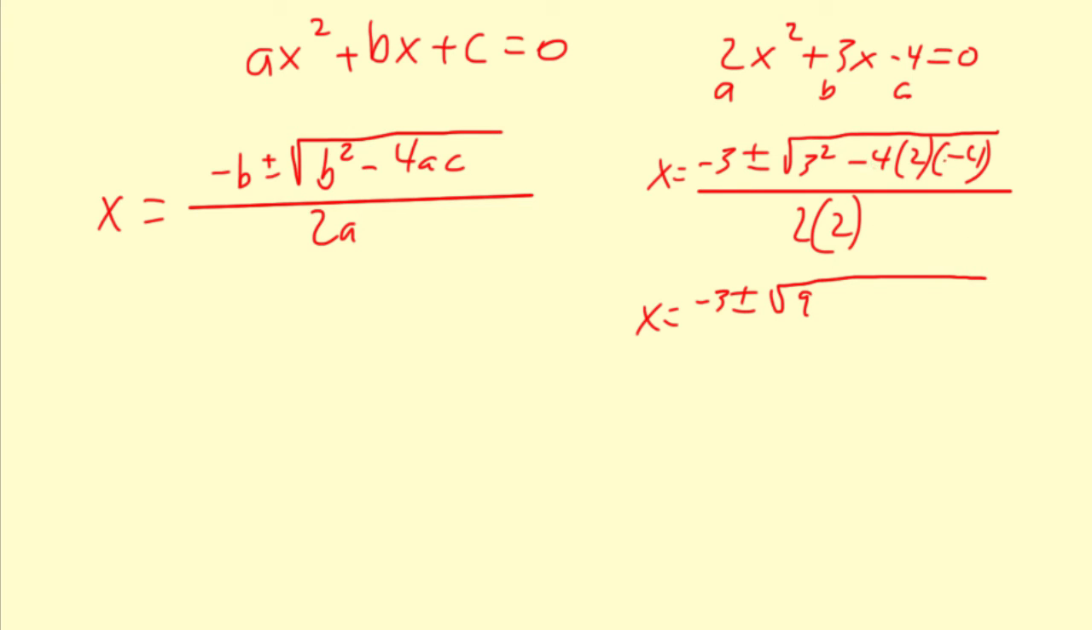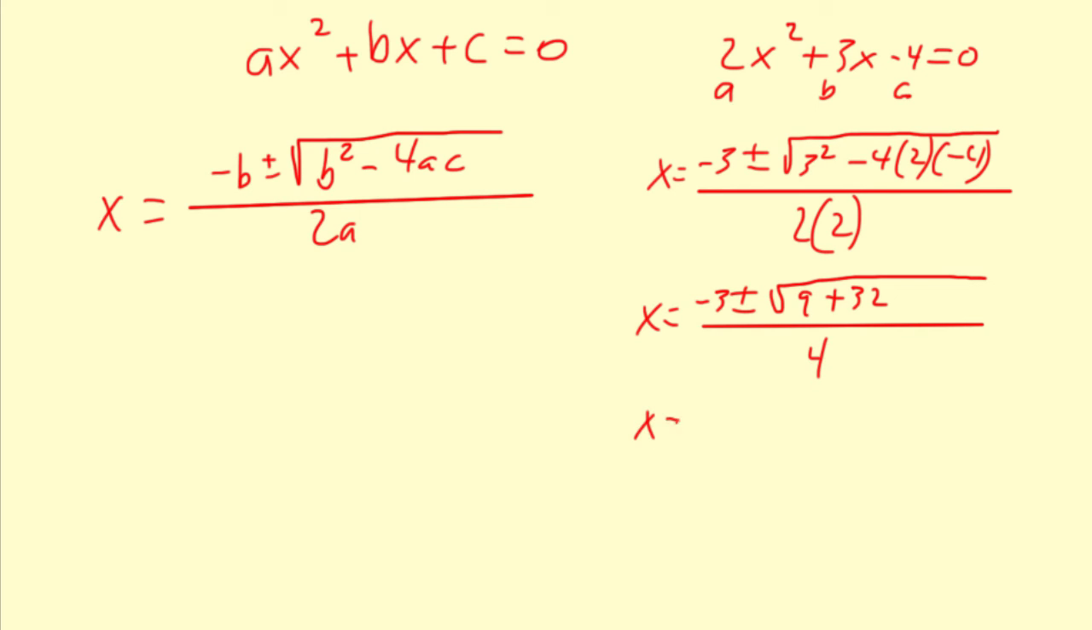Then here are the most common mistakes made right in here. You just have to remember the order of operations. So it's negative 4 times positive 2 times negative 4. Negative 4 times 2 is negative 8. Negative 8 times negative 4 is positive 32, so it's plus 32 here. That's all divided by 2 times 2, which is 4.